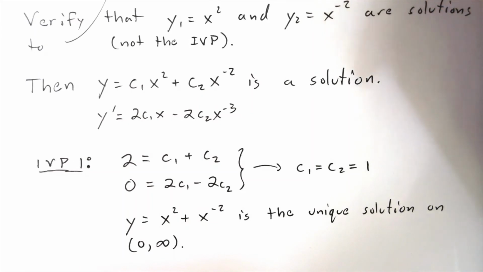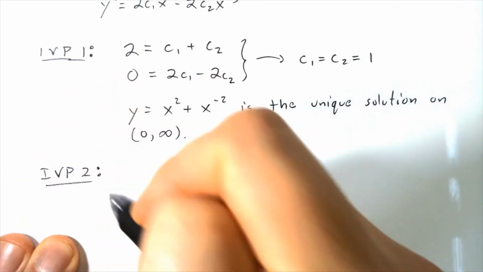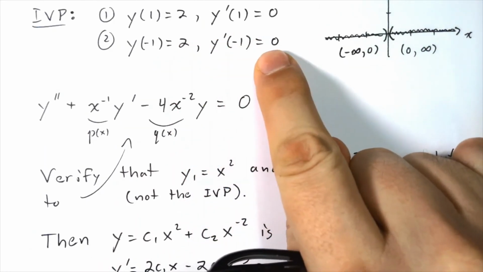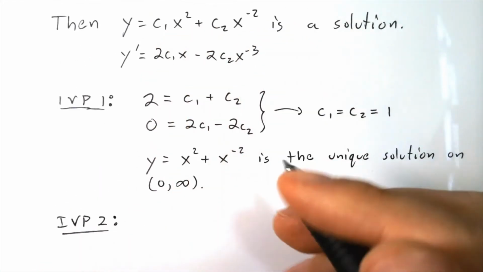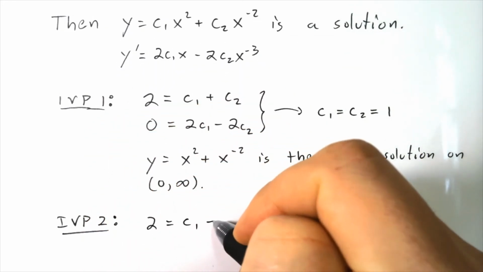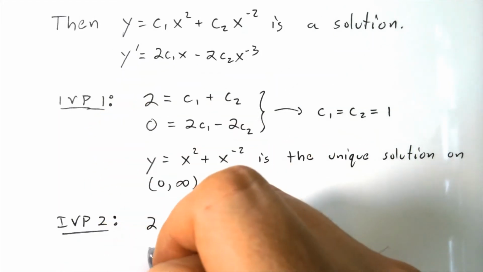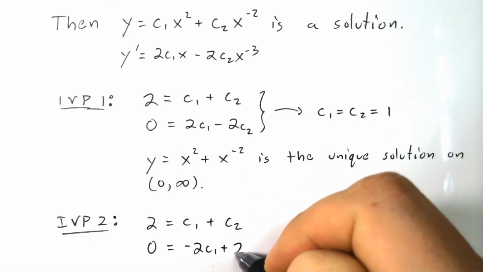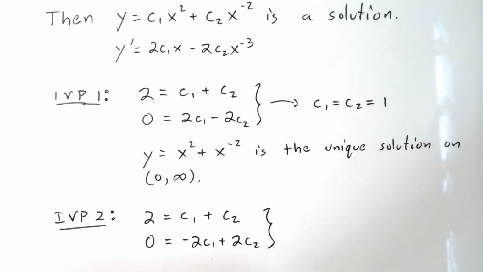Now what about initial value problem 2? Here we had y of negative 1 is 2 and y prime of negative 1 is 0. Let's plug that in. So y of negative 1 is 2 gives me this, just like before. And y prime of negative 1 is 0, so if I plug negative 1 in here, I get negative 2c1 plus 2c2. So solve this system of equations. Go ahead and do that on your own.